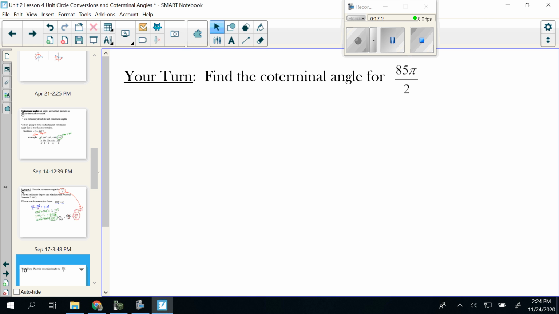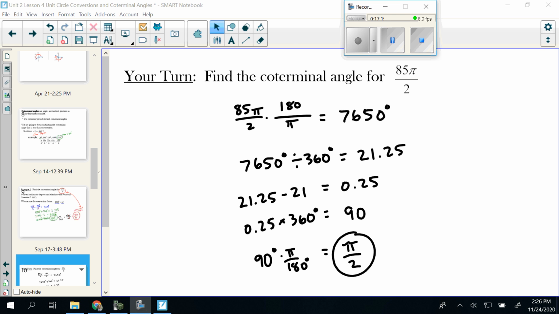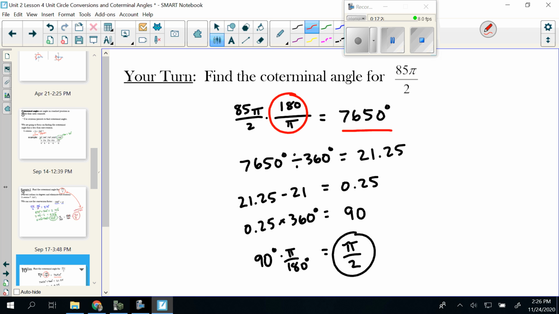All right, your turn. Why don't you pause the video and try this one out? All right, let's see how you did here. So first thing I did, convert this to degrees by multiplying by your conversion factor here. So you should have got 7,650 degrees. Divide by our period. Looks like it's going to be 21 revolutions here with a little bit more. So subtract off the 21 revolutions. That gives you, looks like, 1/4 of a revolution.